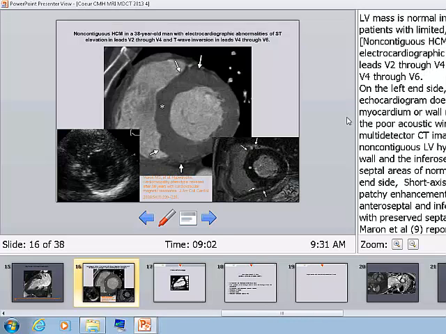LV mass is normal in a substantial portion of HCM patients with limited focal hypertrophy, such as in this case. Here you have the ultrasound. Here you have two focal spots of hypertrophy, one here and one here, that you can clearly detect on this MDCT short axis view, and you can also see on this MR view.